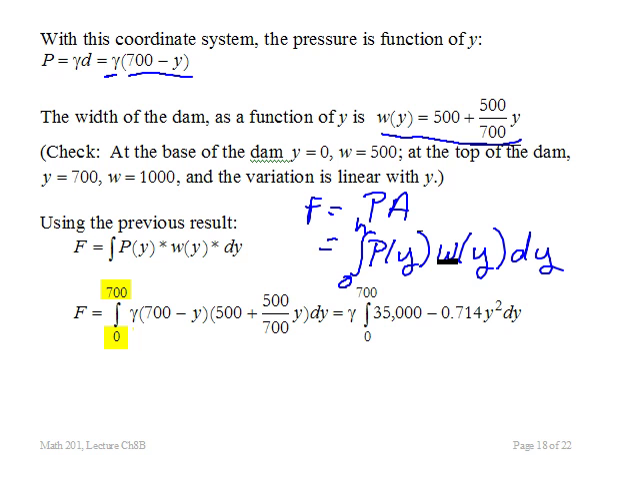Gamma is the specific weight of whatever the fluid is in the dam, probably water, times the depth. So here's your specific weight. This is the depth of water, and this is the width as a function of y. Easy to integrate. And that's the force acting on that whole face of the dam.